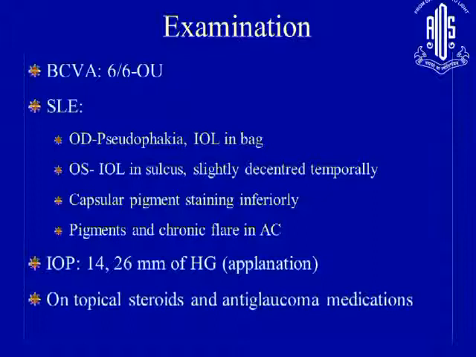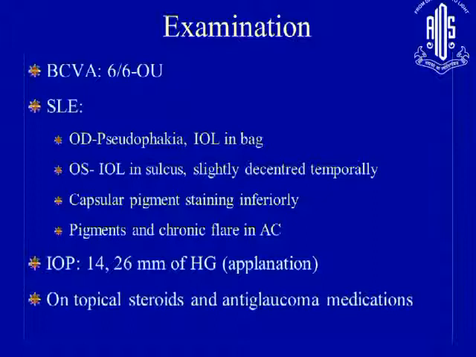His right eye was pseudophakic, IOL nicely placed in the bag. Left eye undilated, everything looked okay, but when we dilated the eye, he had an IOL in the sulcus. It was slightly decentered temporally, and he had the capsular staining inferiorly. I'll show you the photograph. And his anterior segment just showed pigments and a chronic flare. His intraocular pressures were normal in the right eye.